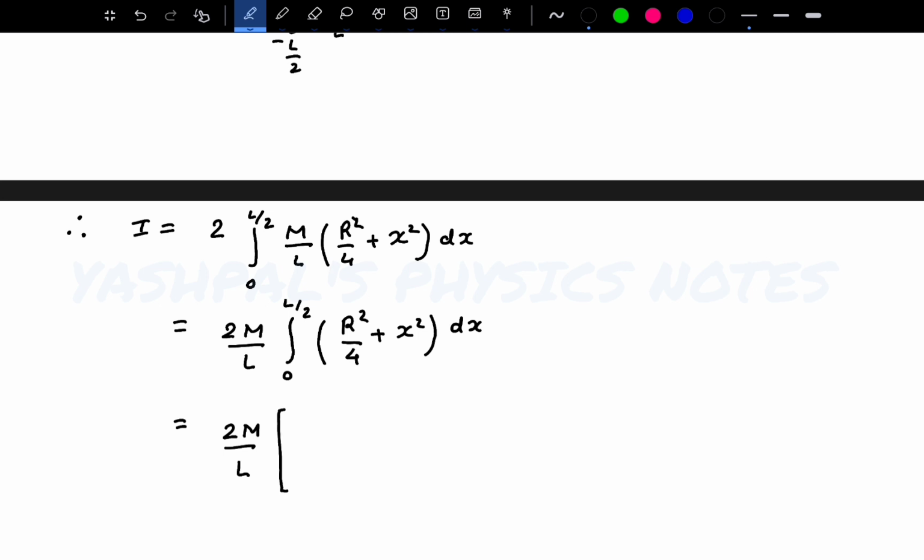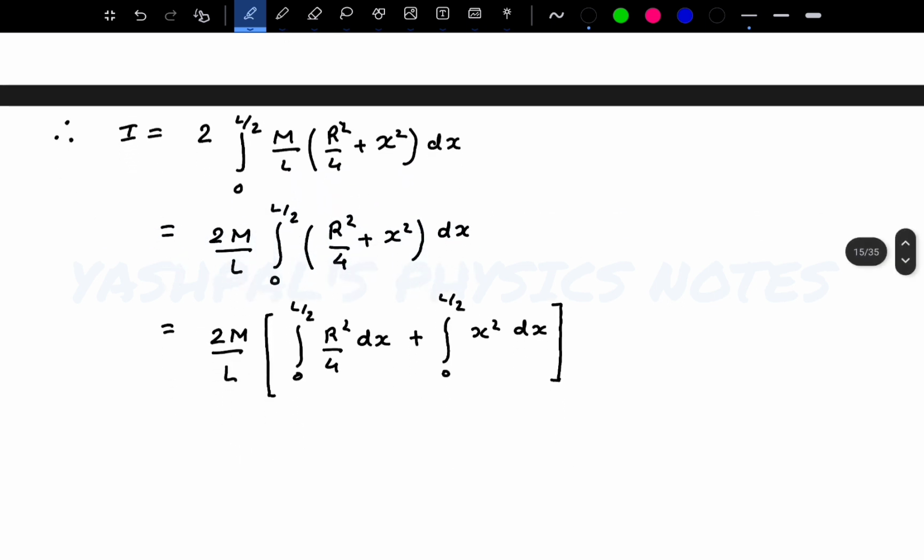Now here I am going to separate these two terms and integrate them separately. So here, square bracket, integration 0 to L by 2 R square by 4 into dx plus integration 0 to L by 2 x square into dx. Here I have separated the terms and integrate them separately. Twice m upon L.